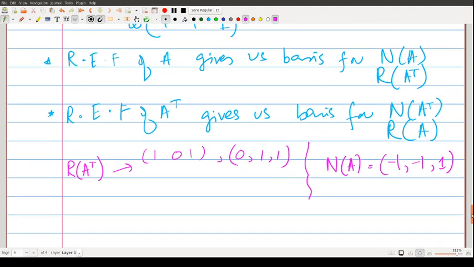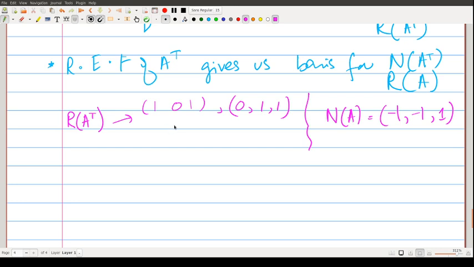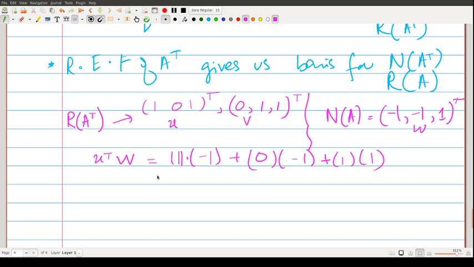Let's say these are U, V and W. So let's take U transpose W. All of these are actually column vectors which I have written as rows. If I take the dot product of U and W, that's 1 times -1, first entry times first entry, plus 0 times -1, plus 1 times 1, which gives me -1 plus 0 plus 1, which gives me 0.